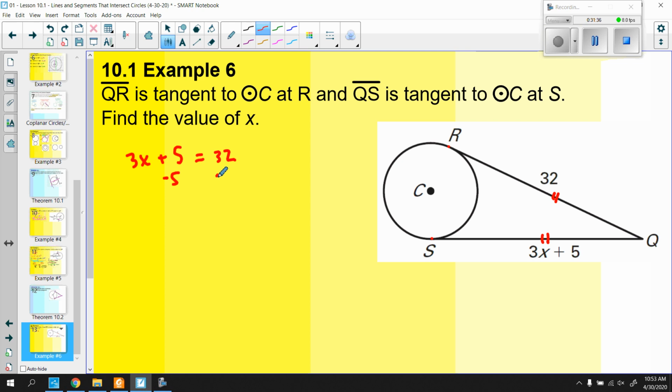Show your work, old school, 3x equals 27. X equals 9. Could I check it? Sure. 9 times 3 is 27. 27 plus 5 is 32. Yep, checks out pretty nicely. X equals 9. Did I answer the question? Find the value of x. Yep, x equals 9. So not terrible solve.